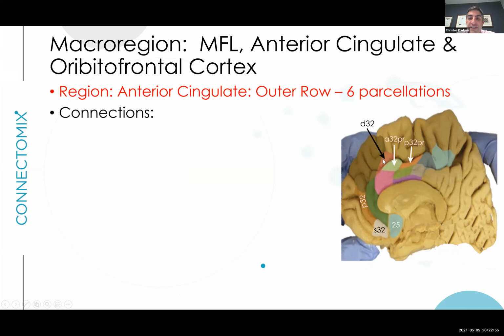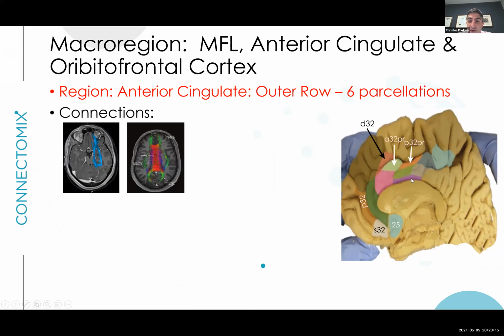Now, of the three anterior cingulate complex rows, we're looking at the outer row, which also has 6 parcellations. So we've got P32 prime, anterior 32 prime, D32, P32, S32, and then this 25 in the subcolossal area. Connectivity-wise, no surprise again, we're connected by the cingulate bundle going into that Papez circuit and the corpus callosum linking up both sides.